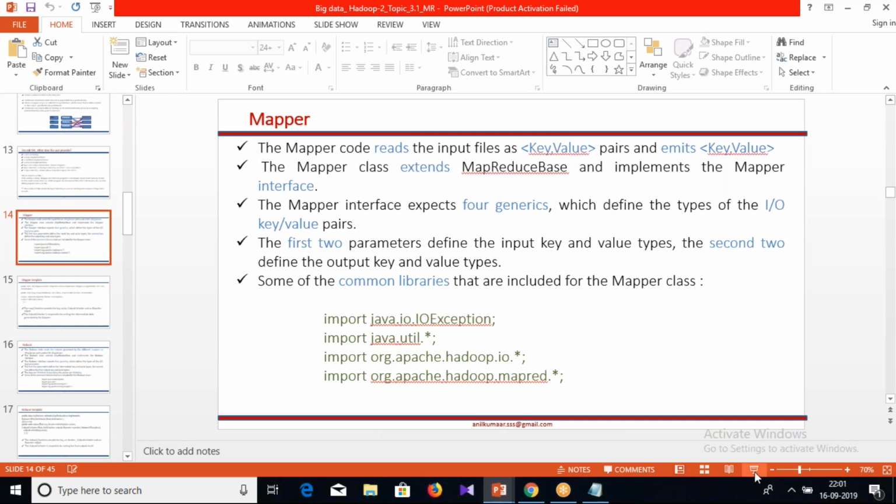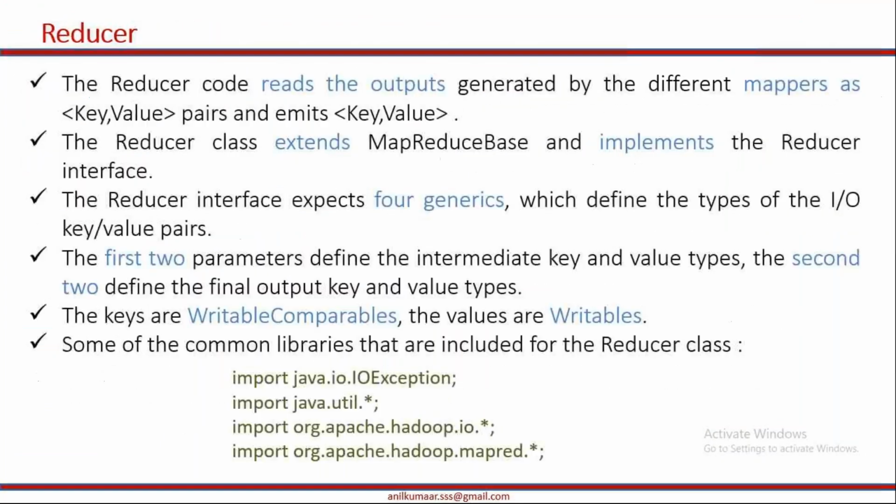We'll understand with the reducer also. So what will the reducer do? This reducer code reads the outputs which are generated by different mappers. So input is also a key-value pair and output is also a key-value pair. That's fine. And this reducer also has to extend the MapReduce base class, which is the parent class, and it has to implement the Reducer interface.